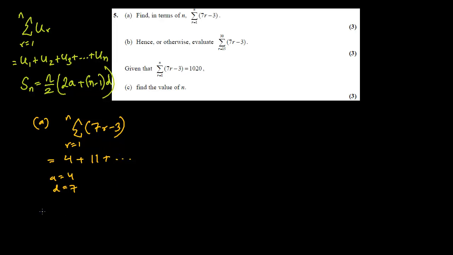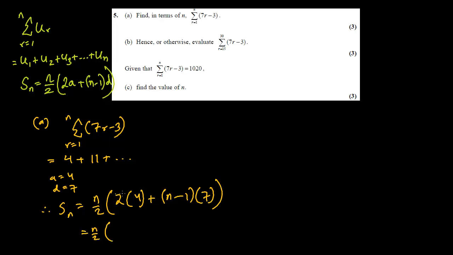So we have to find sum of n terms because we don't know what value this is. This is n. So Sn is going to be n by 2, twice a is 4, plus n minus 1, common difference, that is 7. So we can simplify this. N by 2, 2 4s are 8, plus 7 n's are 7n minus 7. So this is going to be n by 2, 8 minus 7 is 1, so 7n plus 1.